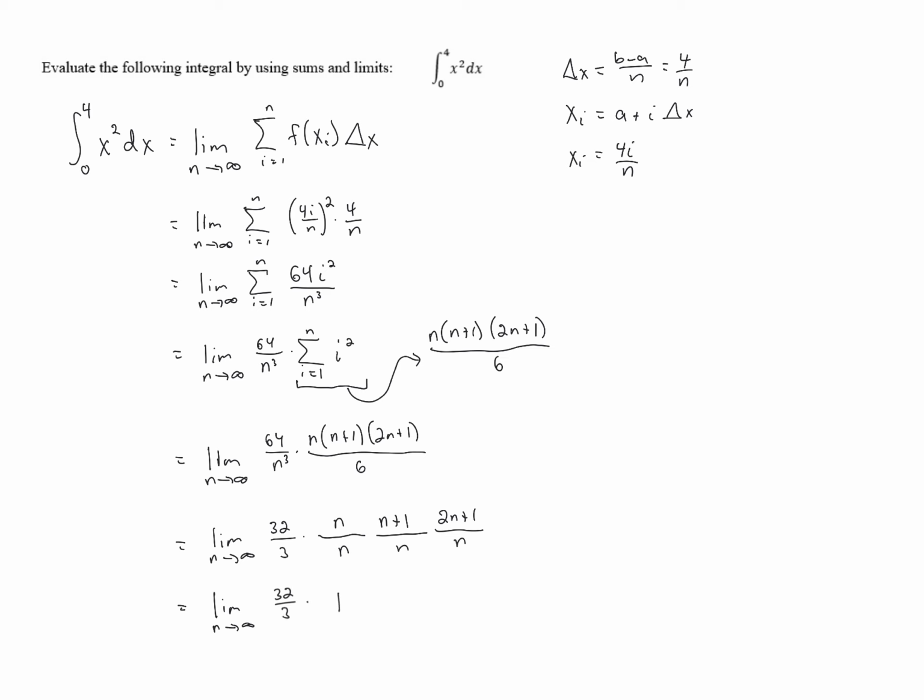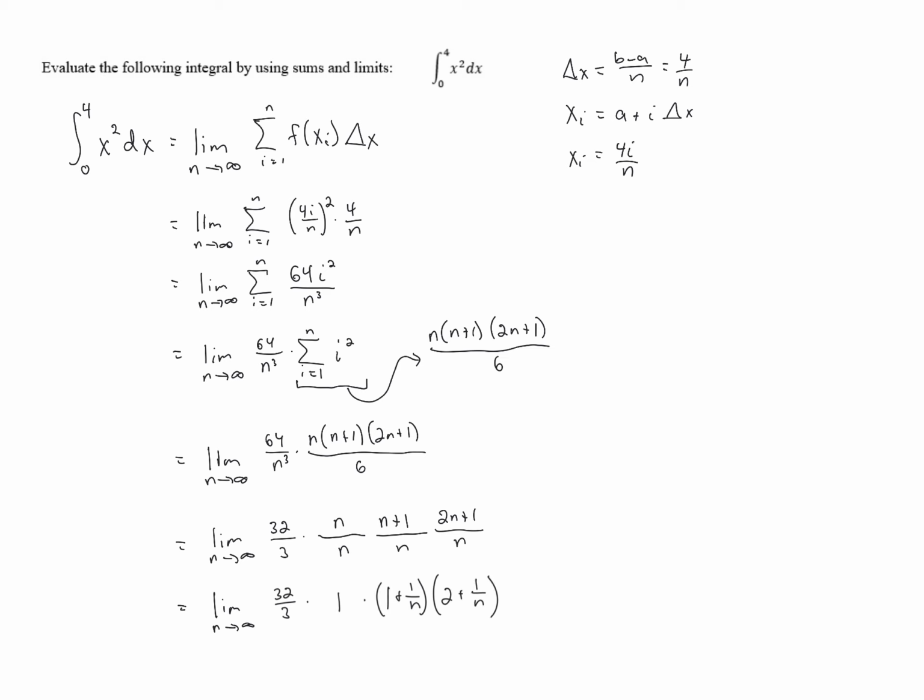n over n is just 1. And then if we take n plus 1 over n and separate it out, n over n is 1. And then we've got plus 1 over n. And then over here, if we separate it out as well, we're going to have 2 plus 1 over n.